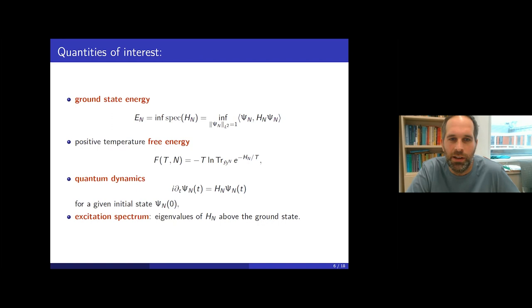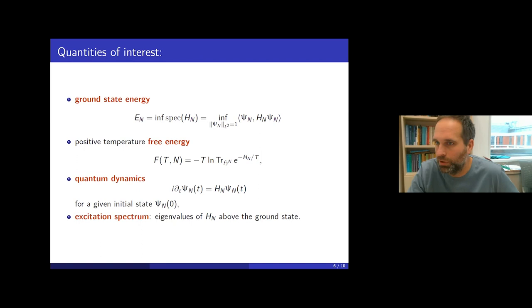Of course, it's the ground state energy, so we want to look at the infimum of the spectrum. There's already some work in that direction. We'll also look at the free energy asymptotics, so what happens when N is large and T is small, say.